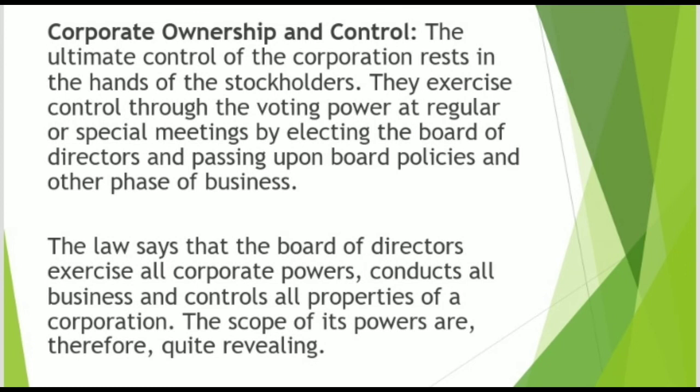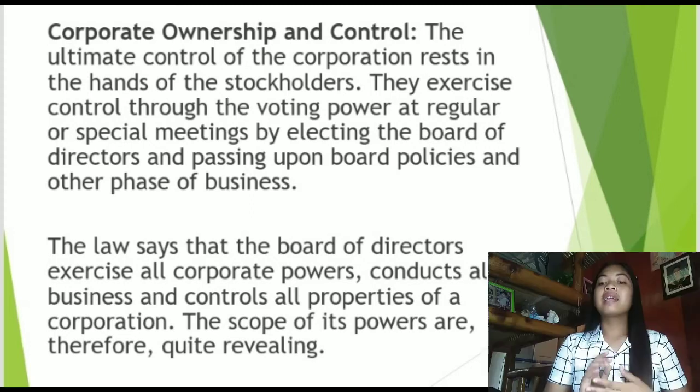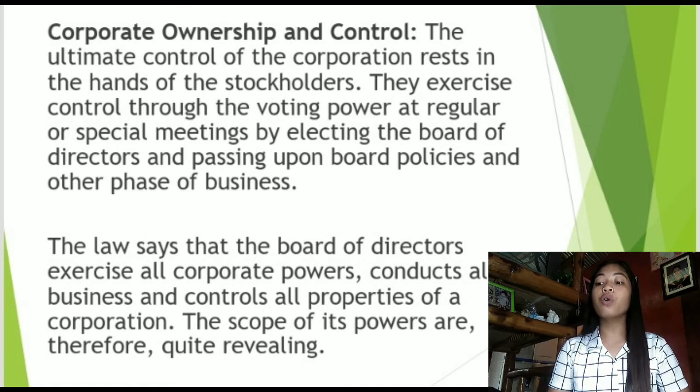Corporate ownership and control. The ultimate control of the corporation rests in the hands of the stockholders. They exercise control through the voting power at regular or special meetings by electing the board of directors and passing upon board policies and other matters of business. This is because stockholders who are the owners are too numerous, often too disinterested, and meet too infrequently to exercise control. Moreover, it is the day-to-day conduct of the corporate business that is the most effective exercise of control, and this is the function of management.